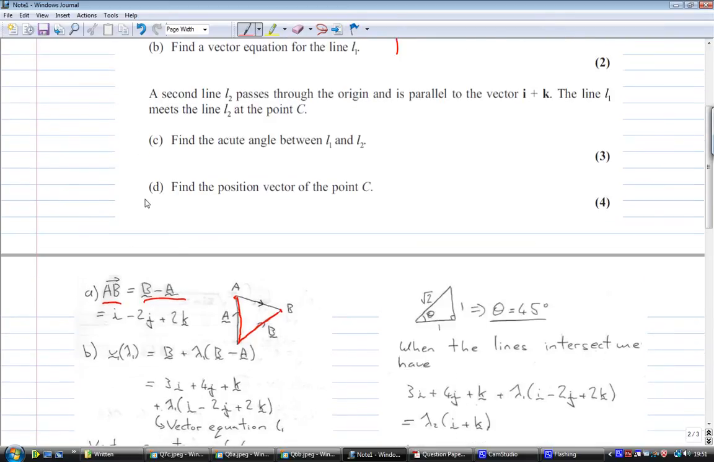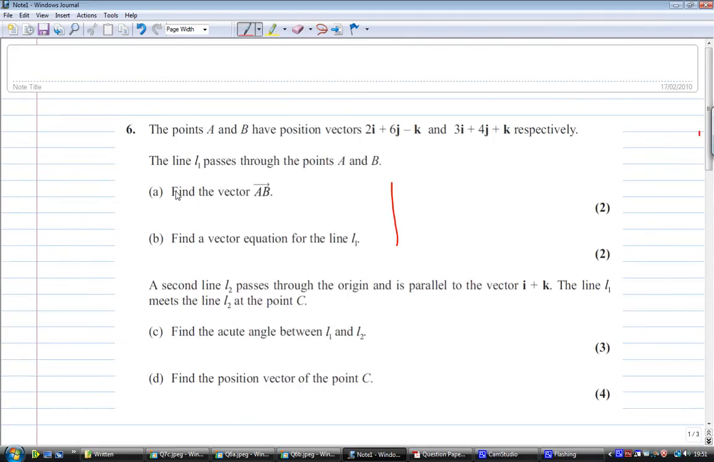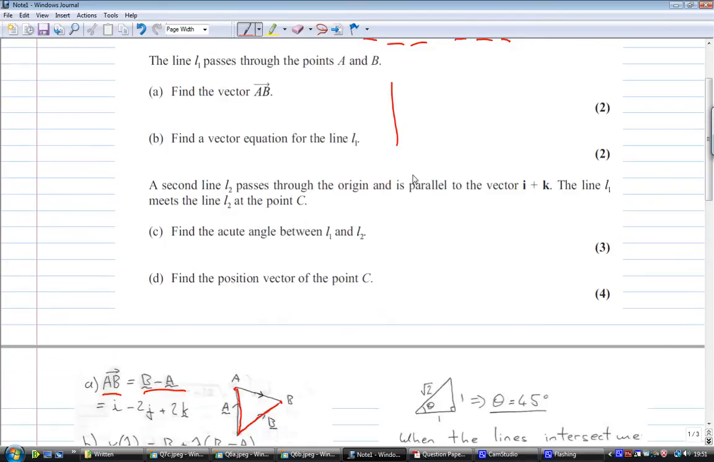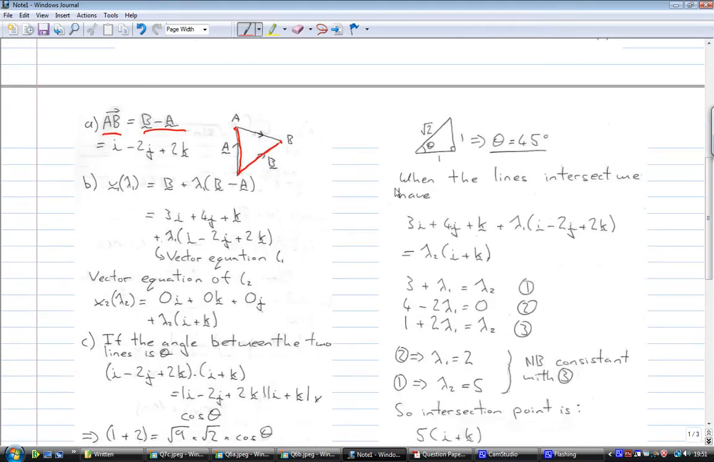Now, you can easily just work this out. All we do is take B, so it's 3i minus 2i, 4j minus 6j, k minus k. Think about that. That's all I've done to get these numbers here. Now the second part is to work out the line.